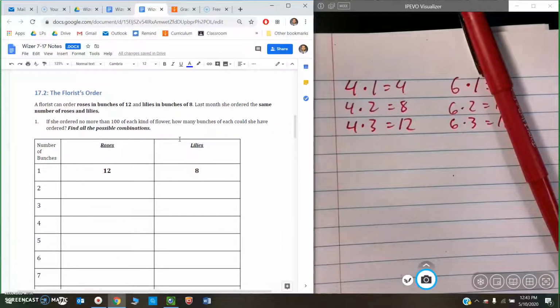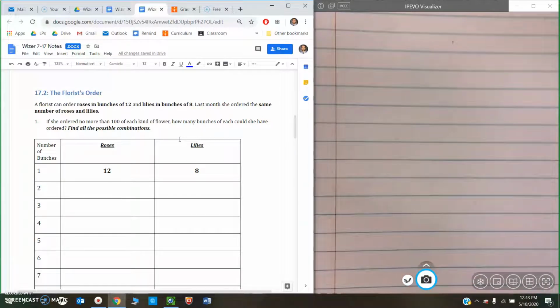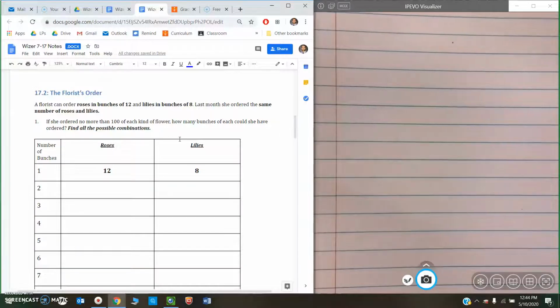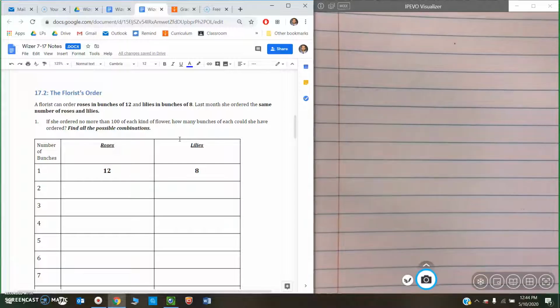So our next activity is called the florist's order. A florist can order roses in bunches of 12 and lilies in bunches of 8. Last month she ordered the same number of roses and lilies. If she ordered no more than 100 of each kind of flower, how many bunches of each could she have ordered? Find all of the possible combinations. So I have constructed this table for you to help organize your work on finding the different combinations that she could have had.